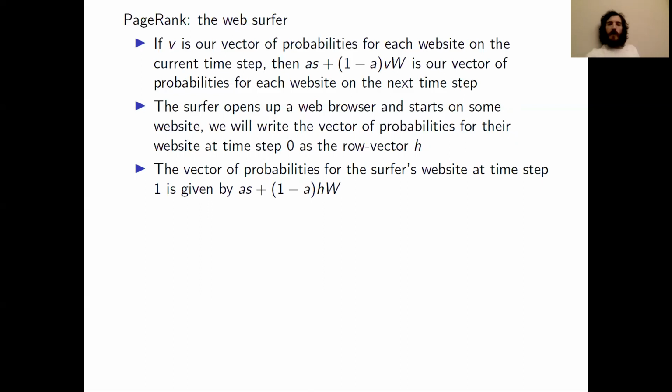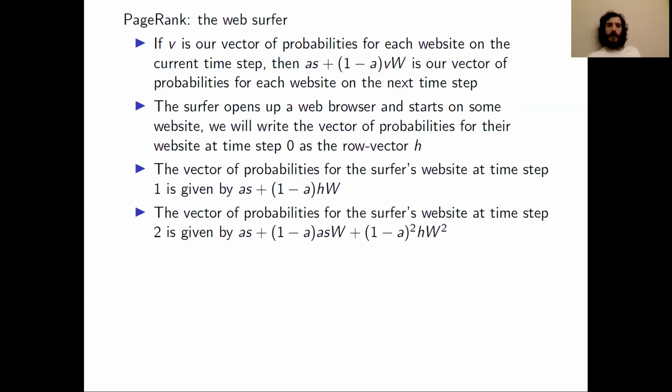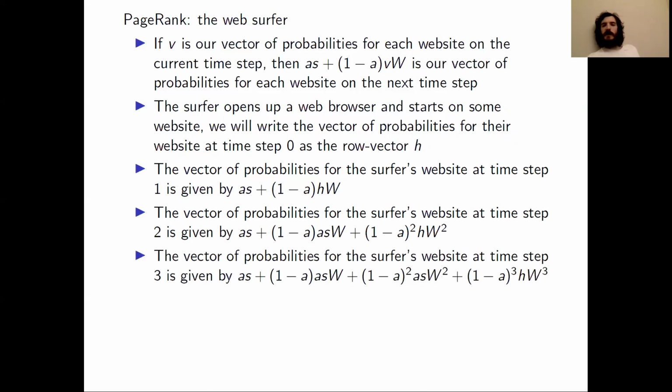We can take this vector of probabilities that we just calculated and plug it into F, and that will give us a vector of probabilities for time step 2. That vector for time step 2 is given by AS plus (1 minus A) times AS times W plus (1 minus A) squared times H times W squared. Then we'll plug that vector into F, and that gives us a vector of probabilities for time step 3, which is AS plus (1 minus A) times AS times W plus (1 minus A) squared times AS times W squared plus (1 minus A) cubed times H times W cubed. And this pattern continues.